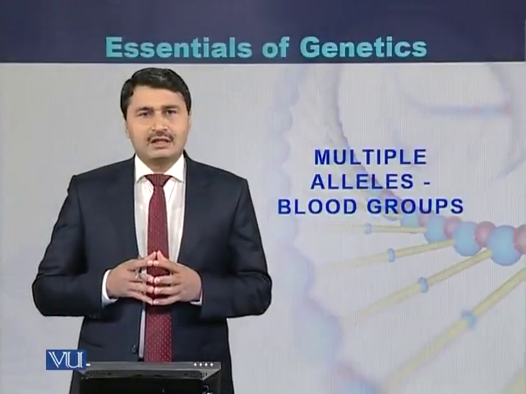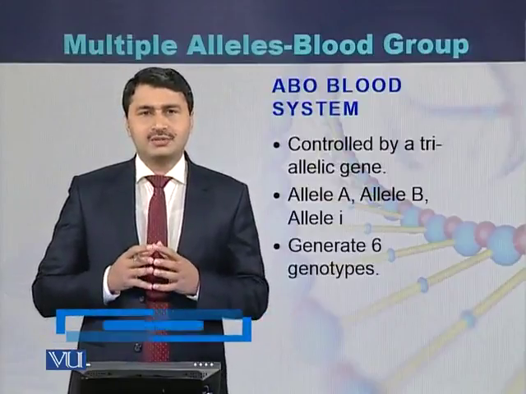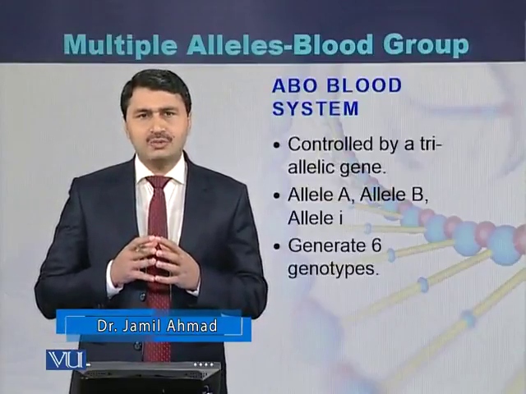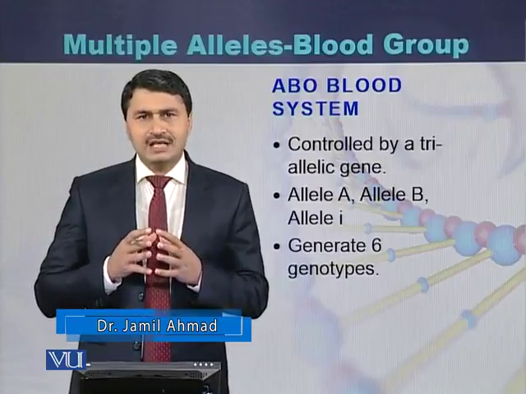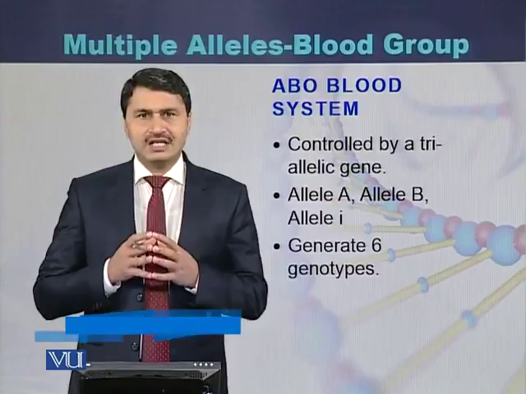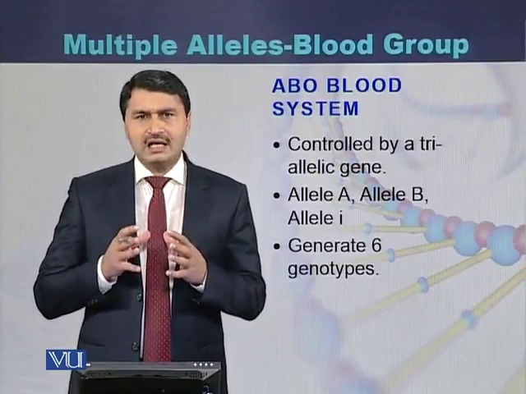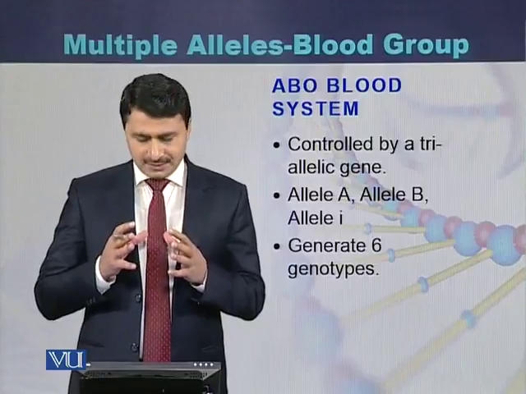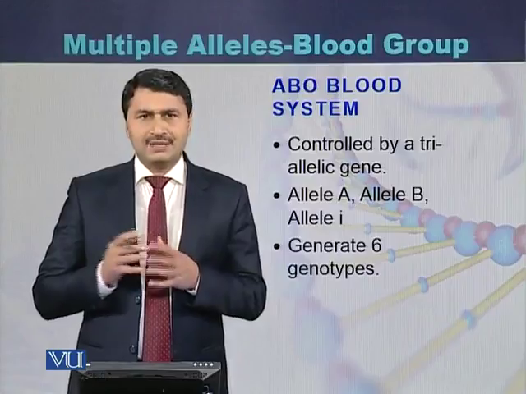Multiple alleles and the blood groups. The ABO blood system is the blood system of humans. It is controlled by a gene, and that gene is triallelic in nature. This gene contains 3 alleles: allele A, allele B and allele I. This gene can generate 6 different genotypes.